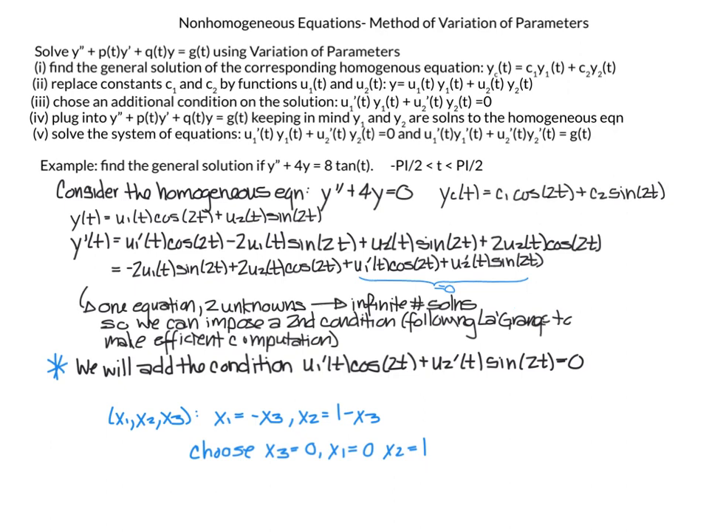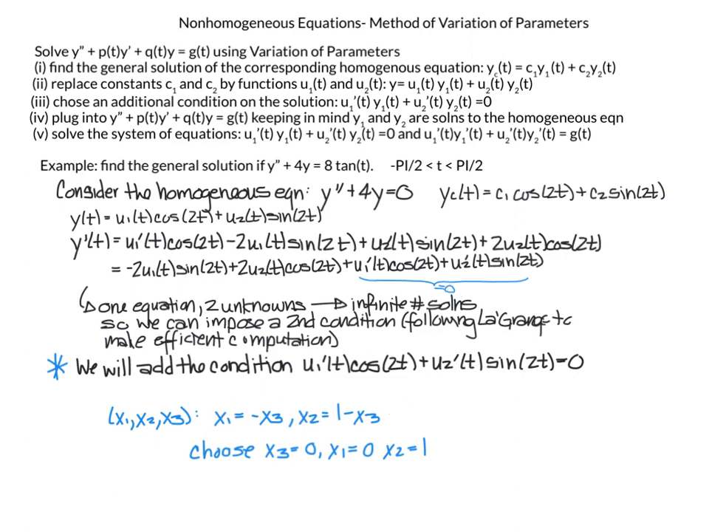And why can we do this? Can we just throw in random conditions? Well, yes, we can. You're familiar with this: let's say we had two equations with three unknowns, and we solved it, and it came down to x1 is equal to minus x3, and x2 is equal to 1 minus x3. Again, it's an infinite number of solutions because we can have an infinite number of values for x3, but once we choose x3, we can solve for x1 and x2.